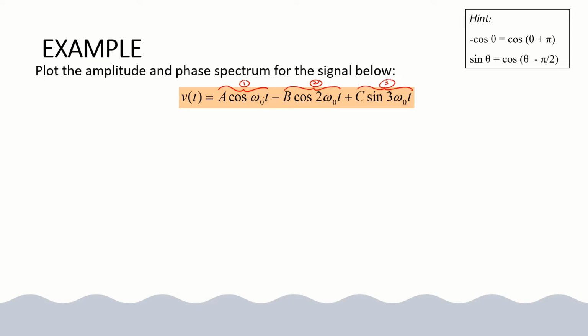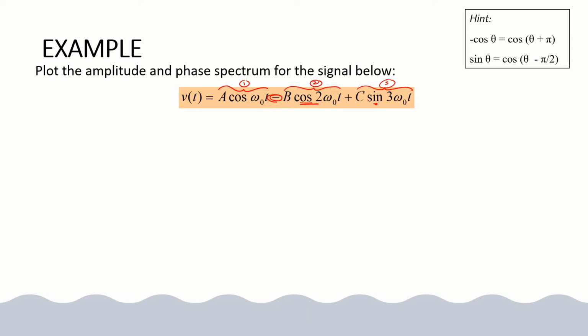If we look inside here, the first term is in the cos form. The second term is the same as the first, it's still cos, however there is a minus in front here. And the third term is sine. So they provide you the hint.